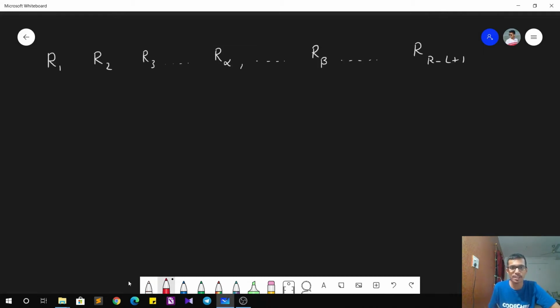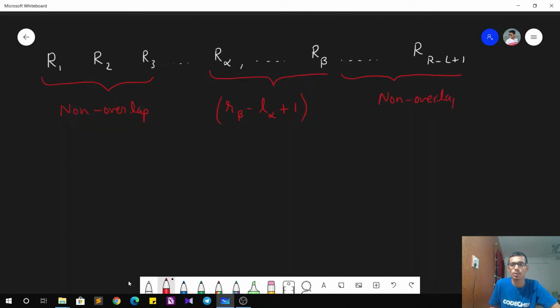So after the discussion that we just did, you can safely say that these ranges contribute R beta minus L alpha plus 1 to the answer. And what about the other ranges? These ranges are actually non-overlapping, so I can write here non-overlapping, and also the ranges from R beta plus 1 to the last range are non-overlapping. So although we have found a way to find this directly, we still have to find a way to find the union of these non-overlapping ranges. So let's see how to do that.